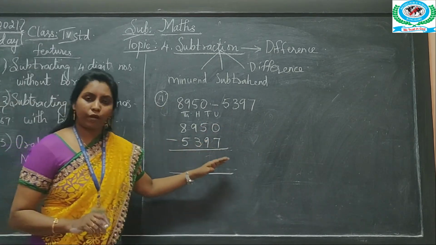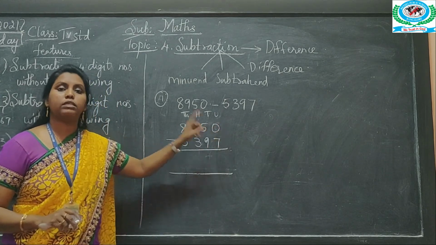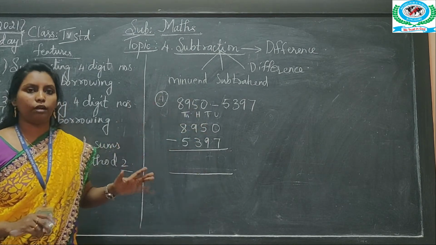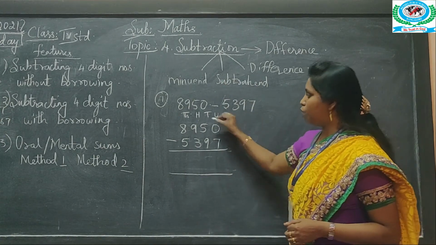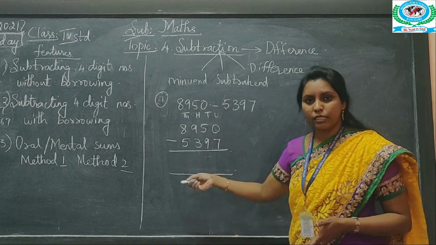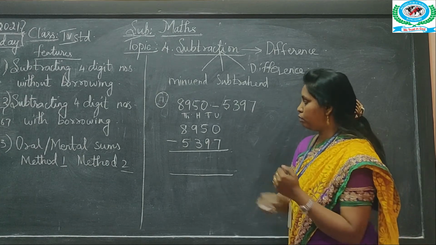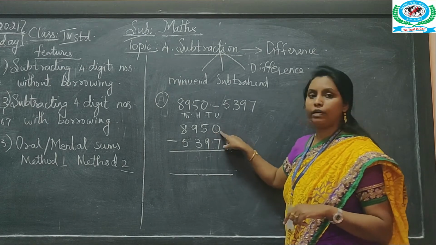Okay. Can you subtract it? No. We cannot subtract 7 from 0 because 7 is a greater number than 0. 0 is a smaller number. So what we can do here is just borrow 1 from the next place value number. So what are you going to borrow here? 1. If you take 1, that is enough, this will become 10.